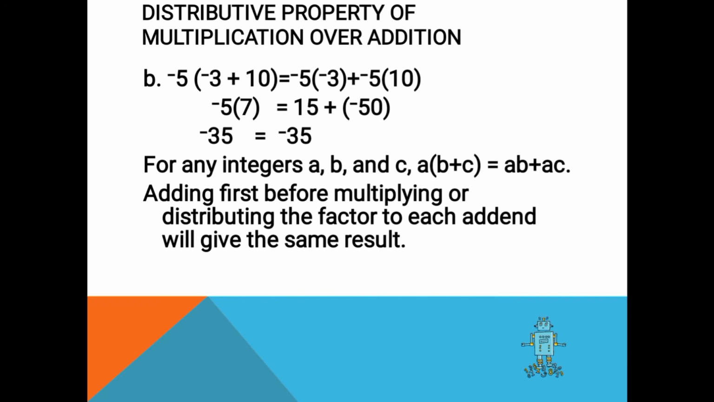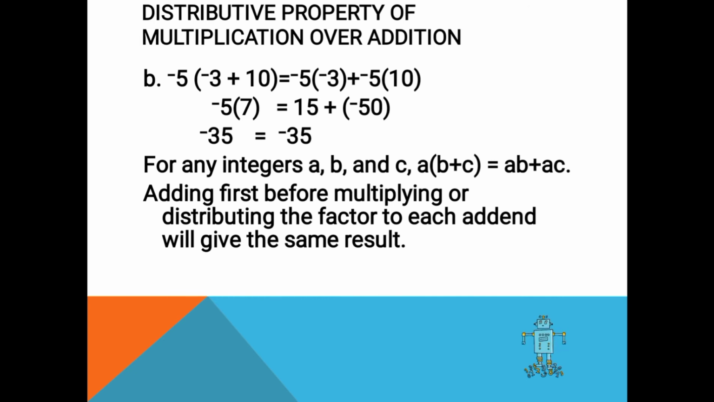Then, on the right side, we are going to simplify 15 plus negative 50. The sign of the bigger number is negative. So, you affix the negative sign, then subtract. 50 minus 15 is 35. So, the result does not change. Negative 35 is equal to negative 35.